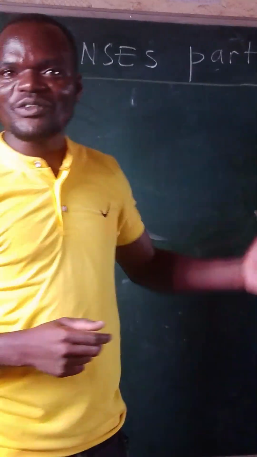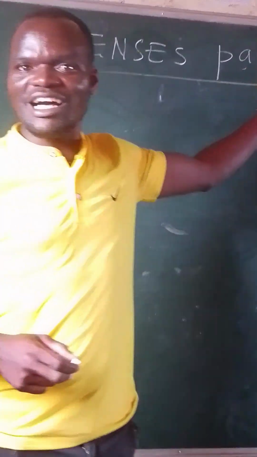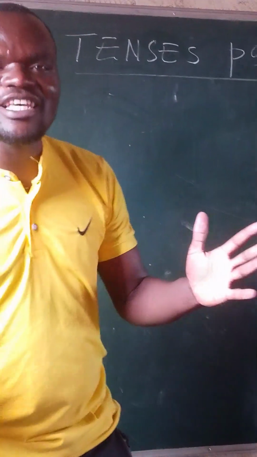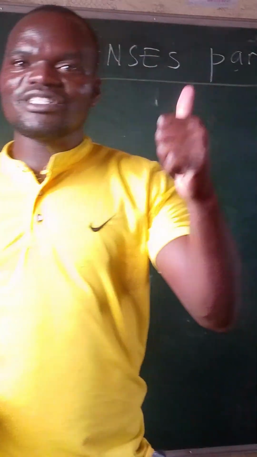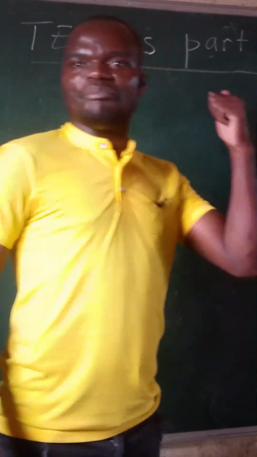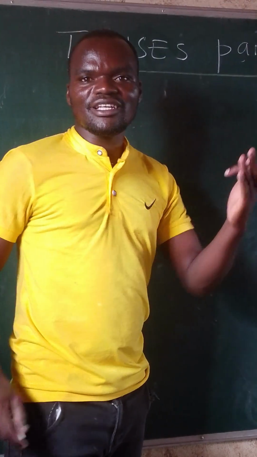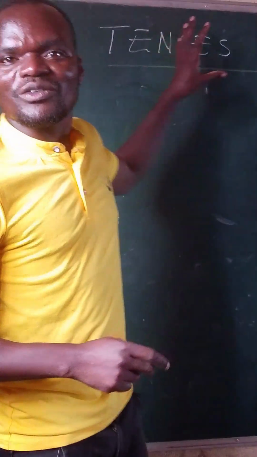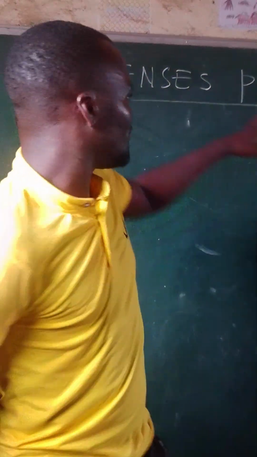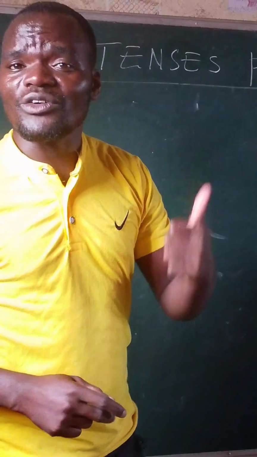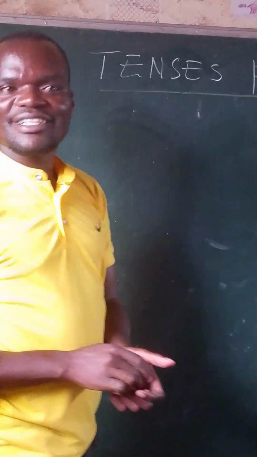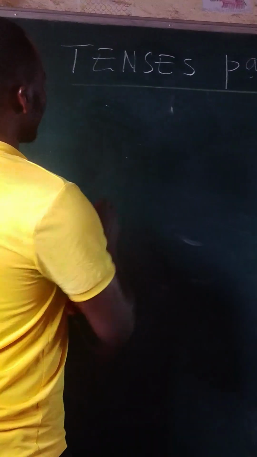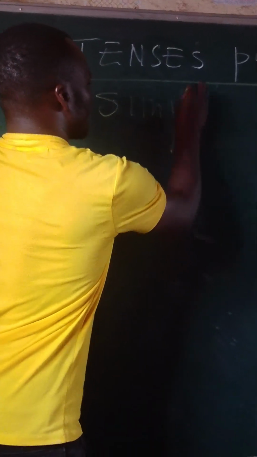This current moment we are going to talk about tenses part 4, as you see here. Yesterday we have seen tenses. We have seen simple present tense, we have seen the past tense, and we have seen present continuous. So today, of course, we are going to continue with tenses part 4, where we are going to talk about what we call simple past tense. Repeat, past tense.